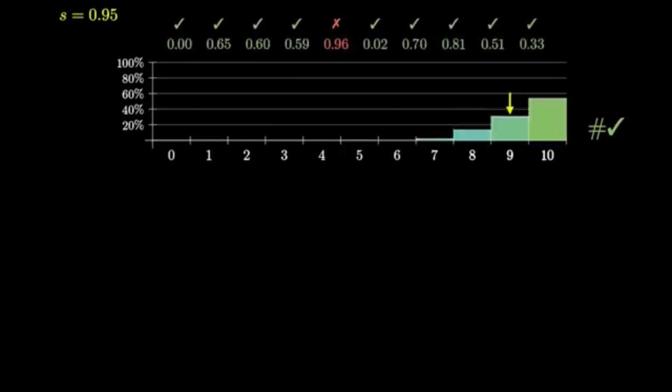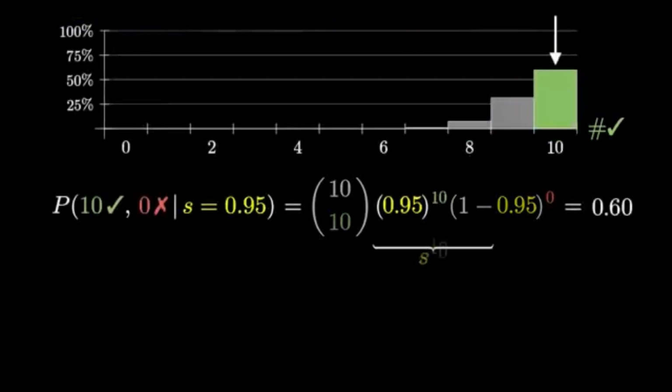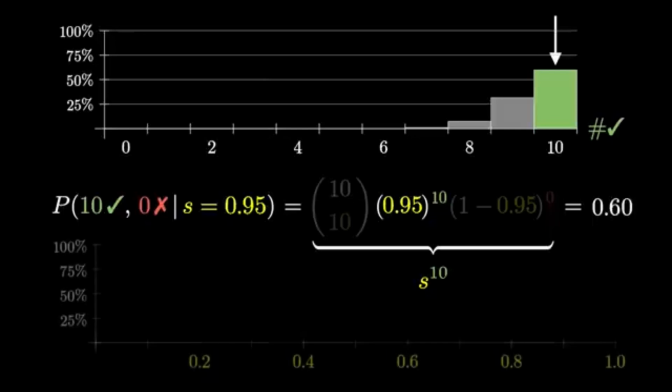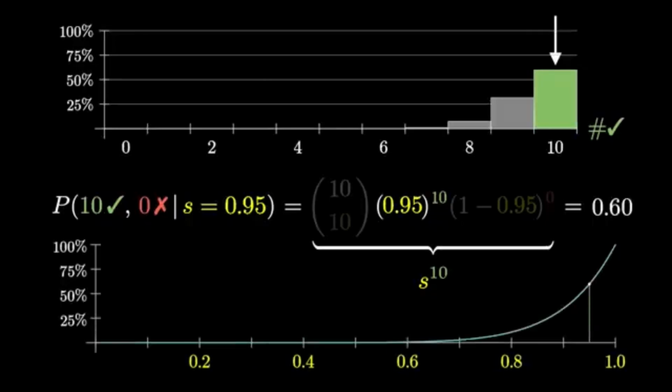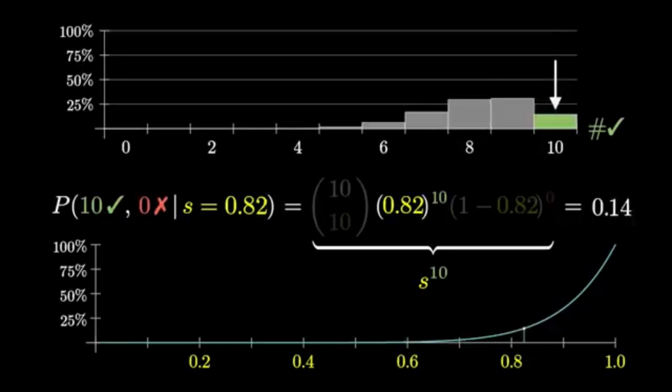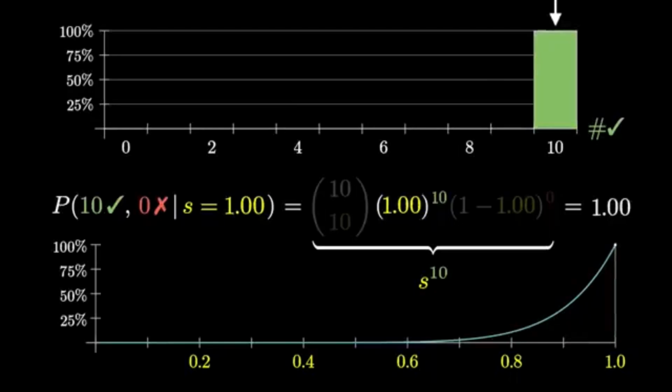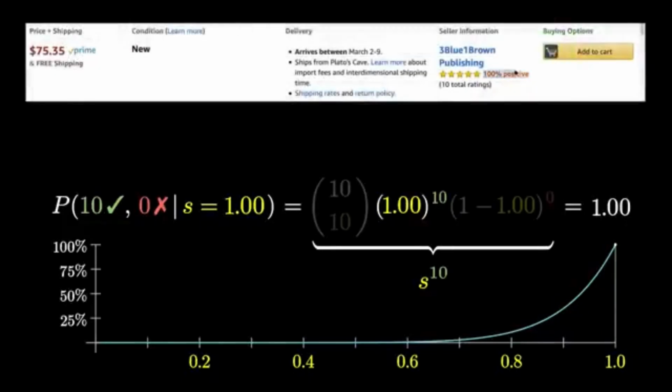But think of the example with 10 out of 10 positives. In that case, the whole binomial formula simplifies to be s to the power 10. The probability of seeing 10 consecutive good reviews is the probability of seeing one of them raised to the 10th. The closer the true success rate is to 1, the higher the probability of seeing a 10 out of 10. Our plot on the bottom only ever increases as s approaches 1. But even if s equals 1 is the value that maximizes this probability, surely you wouldn't feel comfortable saying that you personally have a 100% probability of a good experience with the seller.